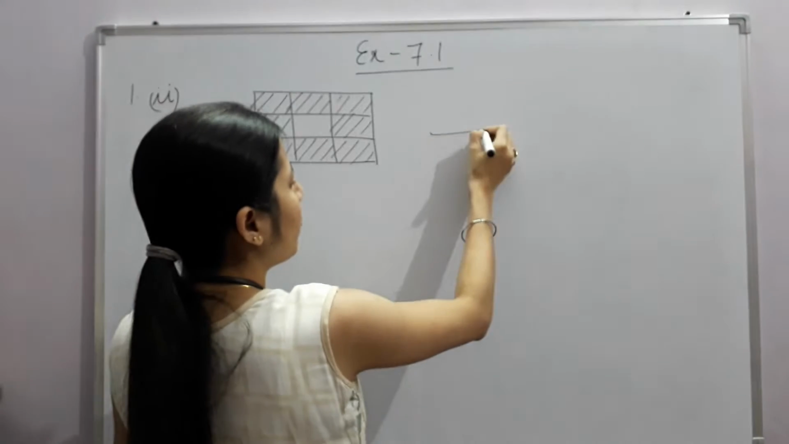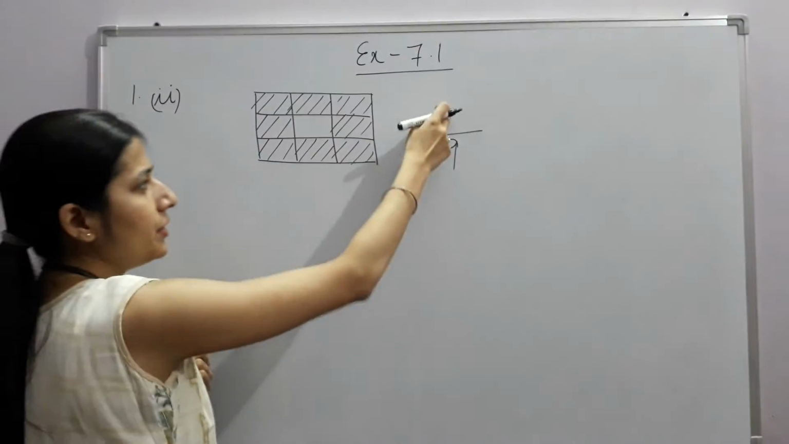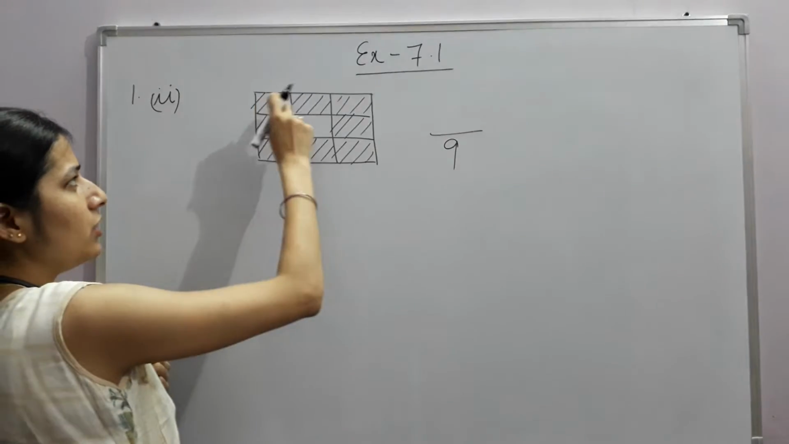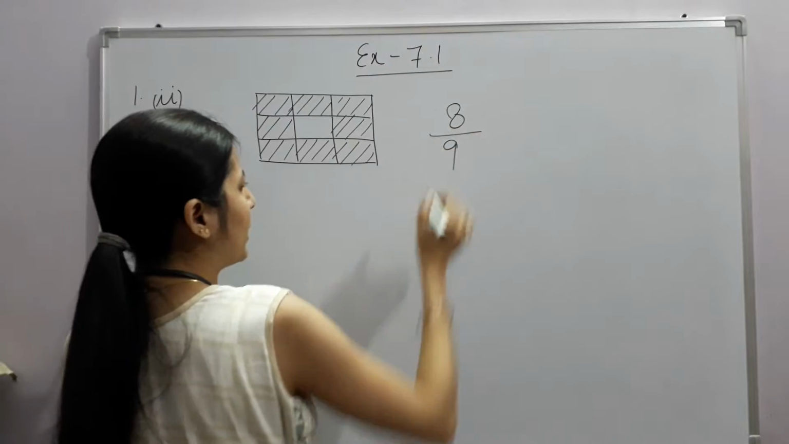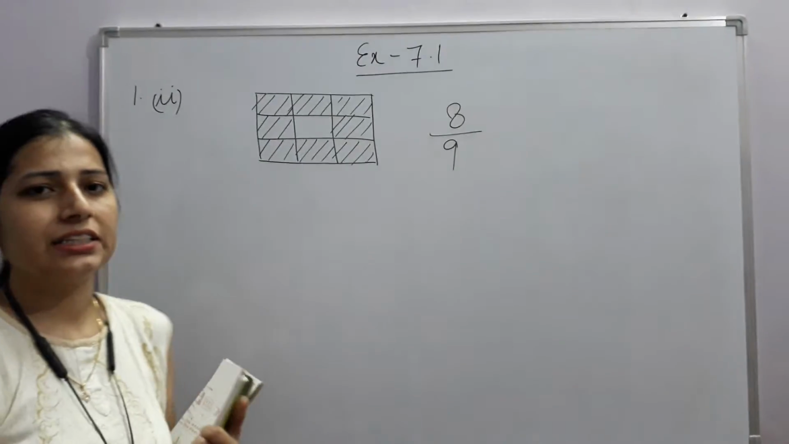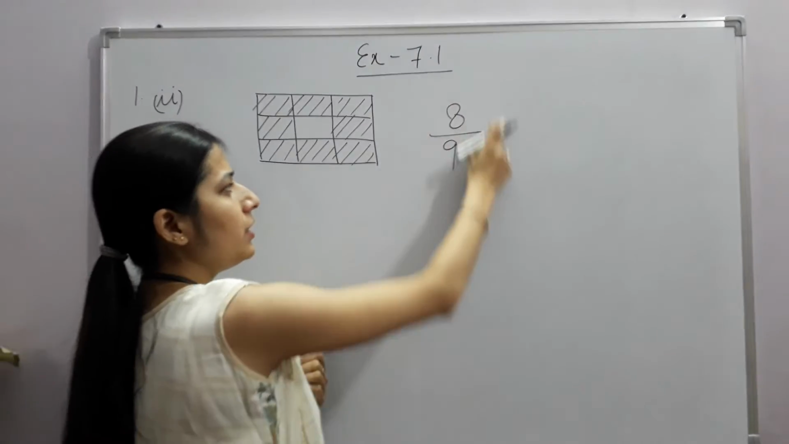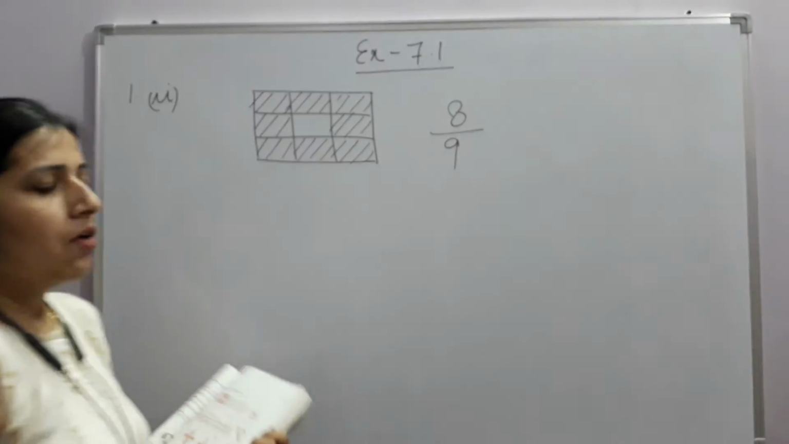The total number of parts is written in the denominator and the number of shaded parts will be written here in the numerator: 1, 2, 3, 4, 5, 6, 7, 8. Only 8 parts are shaded out of 9 parts. So we will write it as 8 upon 9. So this fraction is 8 upon 9. This is how we can convert a shaded portion into a fraction.